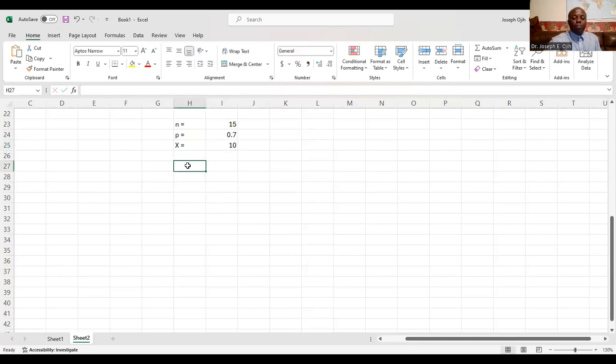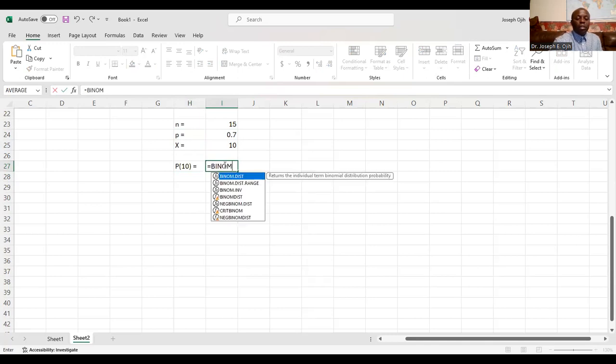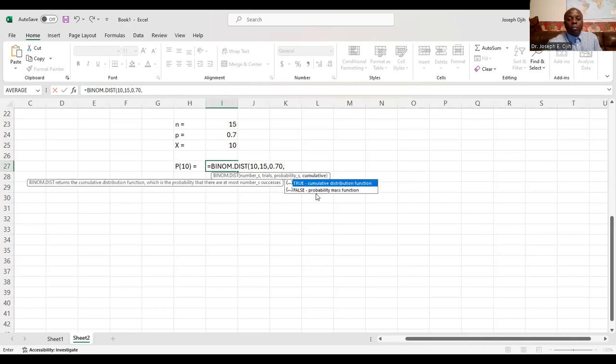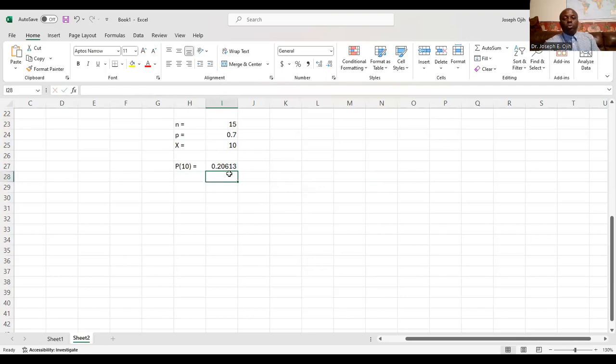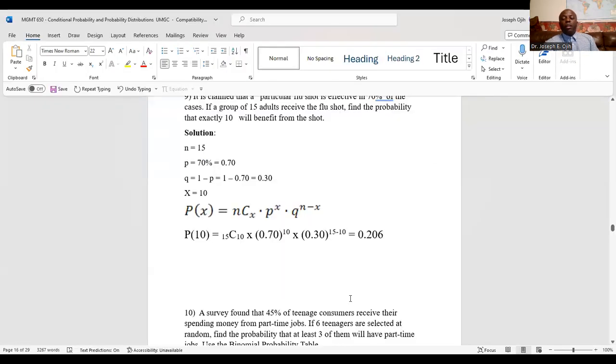So for this problem, we're looking for the probability that exactly 10 people benefit from it. It will be equal to BINOM.DIST. It will pop out, double click, then type the number, 10. How many trials? N is 15 trials, comma, probability is 0.7. We are looking for the mass function, so we use false. And that gives us the answer right there: 0.206, which is the same thing that we got here. You have a question on this one?